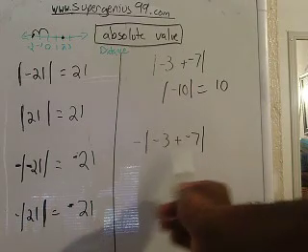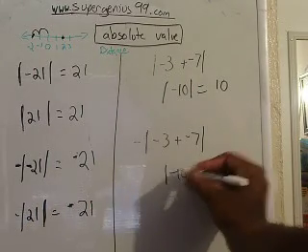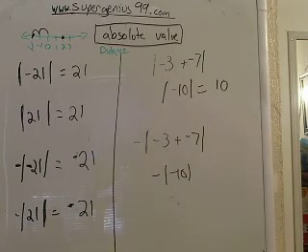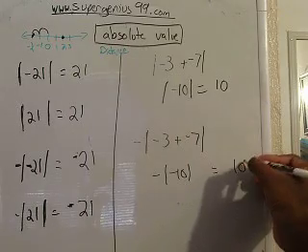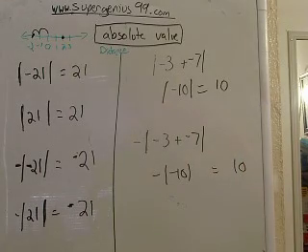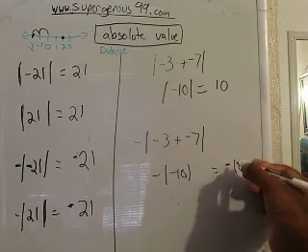And then here's a similar one. We already know what the negative 3 plus negative 7 is. That's negative 10. And the absolute value of negative 10 is 10. But there is a negative sign in front of that absolute value, so now I have to negate that answer. So now that's negative 10.